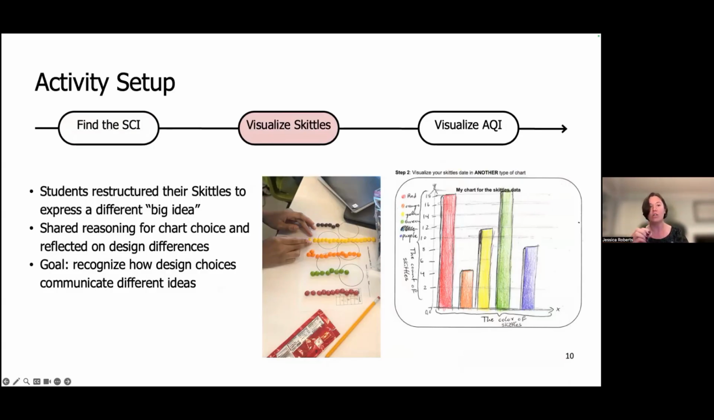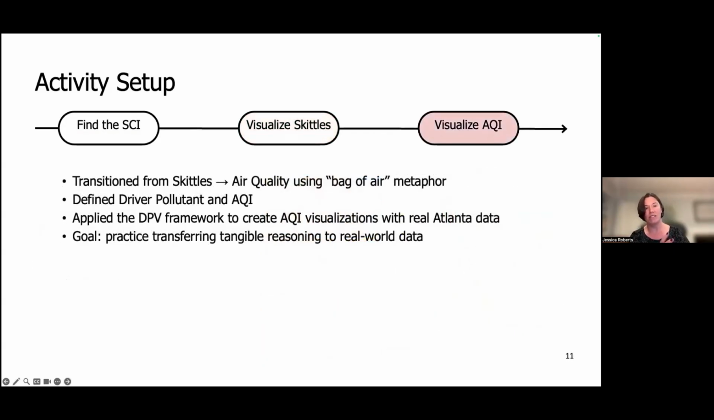And they go from the actual physical pieces to drawings of them on their worksheet, and try to decide why they made these design decisions, and what the choices were that they made for the different ideas. And then from there, once they have these concepts down, we go back to air quality and air pollution. And we use this bag of air metaphor. So like, okay, you had this bag of Skittles and you found your Skittles color index. Now your air quality index is doing the same thing. And so, can we transition that way? Then they can start to use the DPV framework to visualize air quality data, and we go through that.